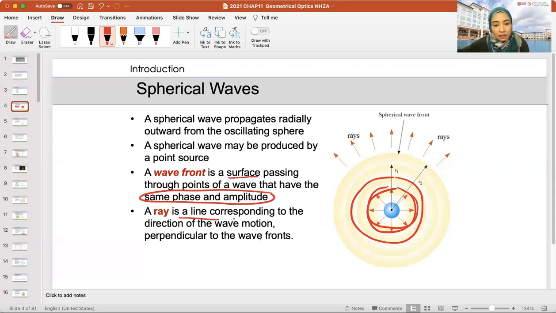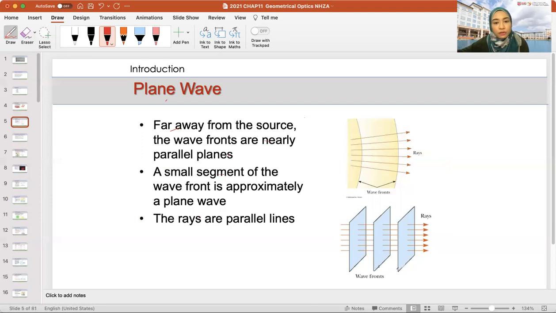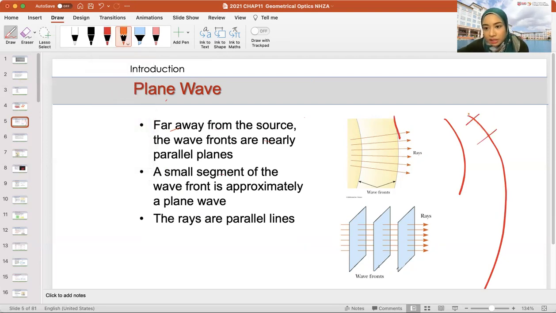And ray is a line corresponding to the direction of the wave motion. In this case, it is traveling outwards, so we would call these rays, and these guys are the wave fronts. That's just a term you have to be familiar with. So far away from the source, the wave fronts are nearly parallel planes. As we propagate, dia nampak macam almost like a straight line, tapi sebenarnya dia curve. But when the curve is too big and we only take a section of it, it looks almost like a straight line.